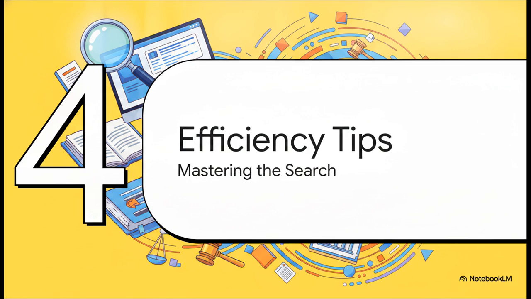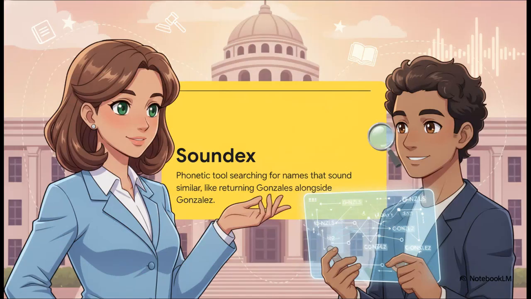We're going from basic navigation to insider secrets that are going to save you massive amounts of research time. Okay, you're going to love this. The SoundX tool is an absolute lifesaver when you aren't entirely sure of the exact spelling of someone's name. Say you're looking for the name Gonzalez. Is it with an S at the end or a Z? SoundX actually performs a phonetic search, meaning it looks for names that simply sound similar to what you typed.